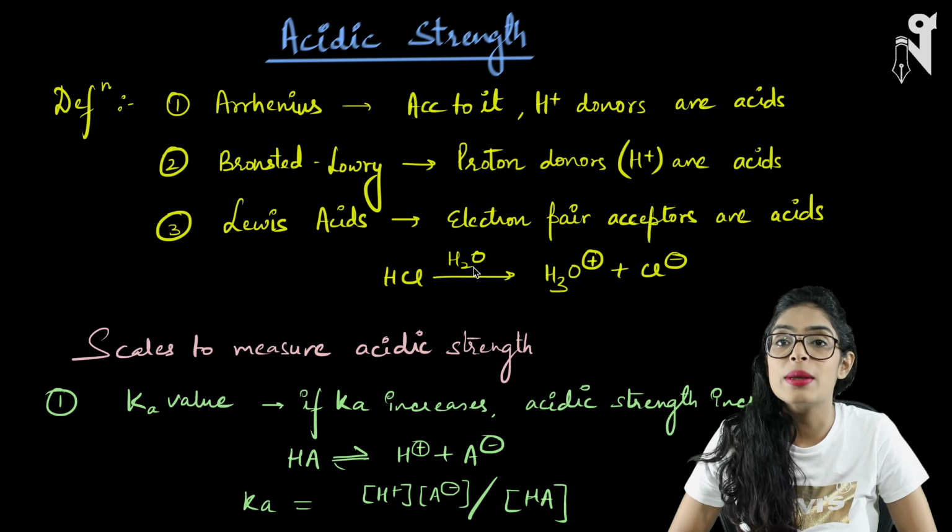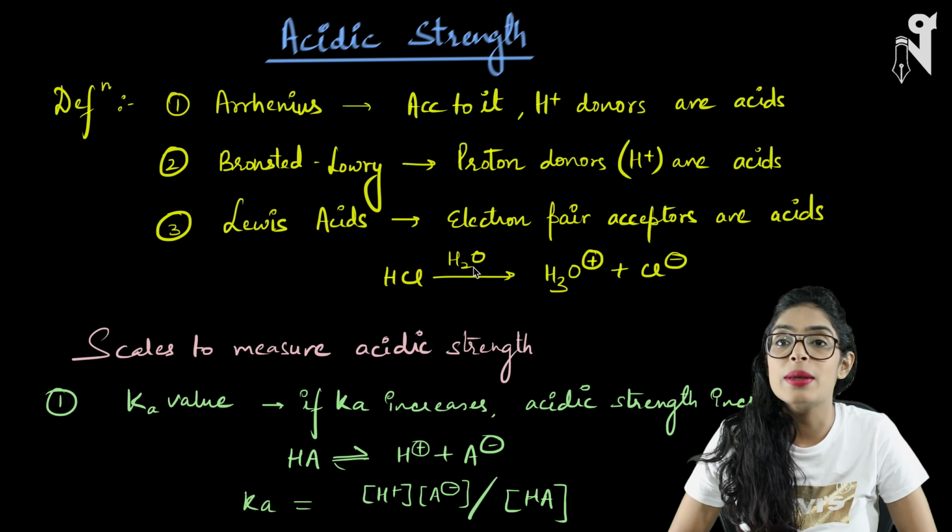One is given by Arrhenius. According to it, any compound which is H plus donor is known as acid. Any compound which can give H plus when dissolved in water, in H2O. I must mention in H2O. When dissolved in water, when it releases H plus ion, then the compound is called as acidic. This definition we have already learned in grade 10th also.